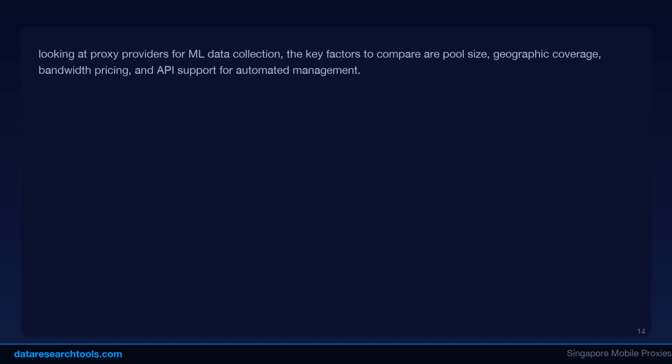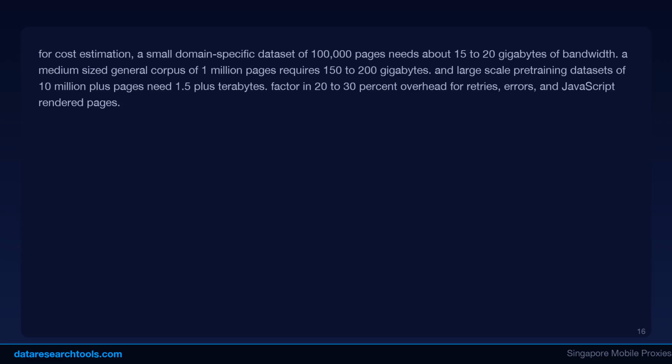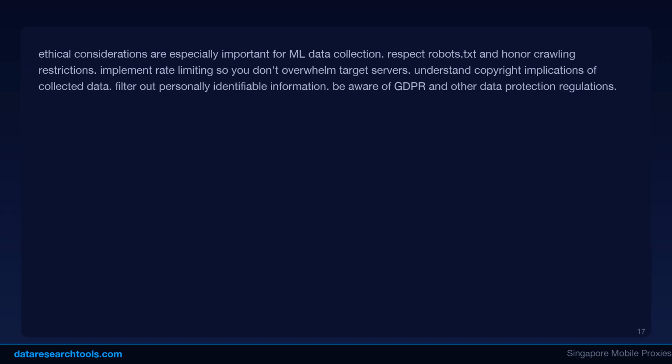For image dataset collection, training computer vision models requires millions of labeled images. The approach involves using search engines and image databases to find image URLs, downloading images through rotating proxies to avoid rate limits, collecting associated metadata like alt text, captions, and surrounding context, and validating image quality and relevance before adding to the training set. For multilingual data collection, building multilingual models requires content from many languages and regions.